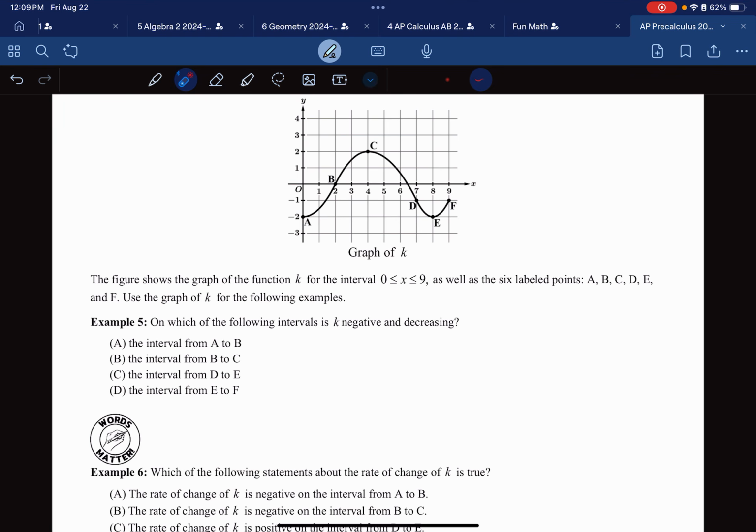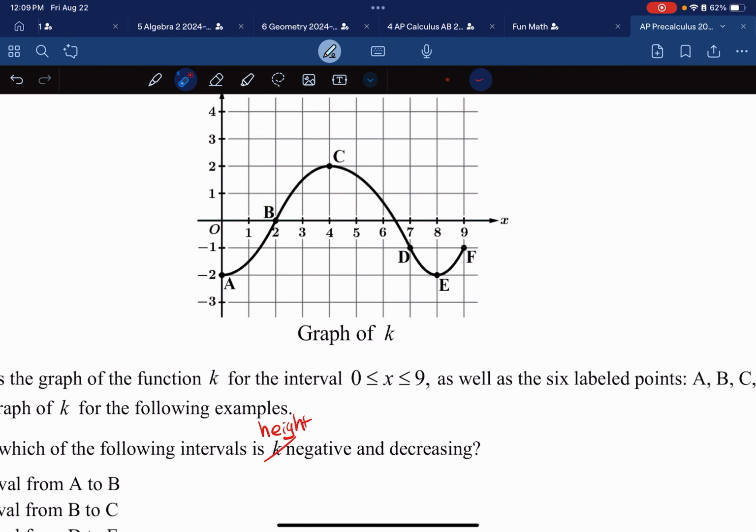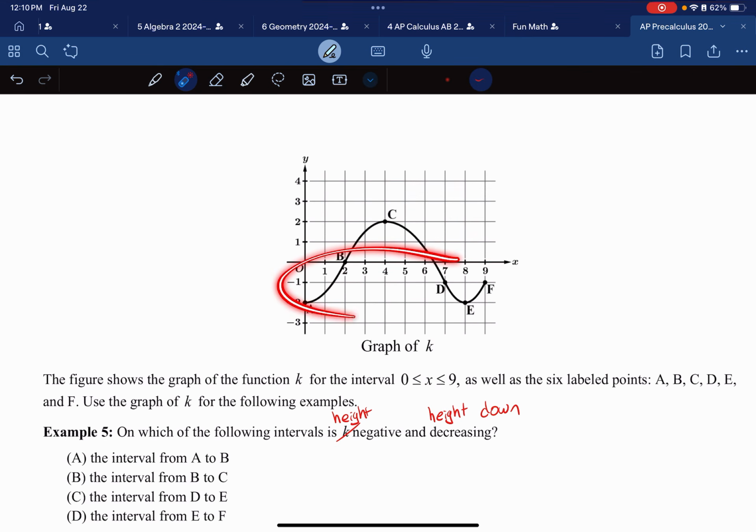Where do we have K negative? The way that we interpret that: I see a single letter, that's height. Where is the height negative? Well, heights are negative everywhere on the bottom half of the graph, so I am immediately eliminating B and C. All of these letters are on the bottom half of the graph, and we're looking for decreasing. If I'm decreasing, I must be going down. That's height down. If the height is going down, we are decreasing.